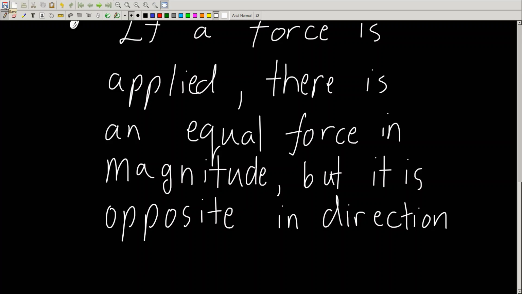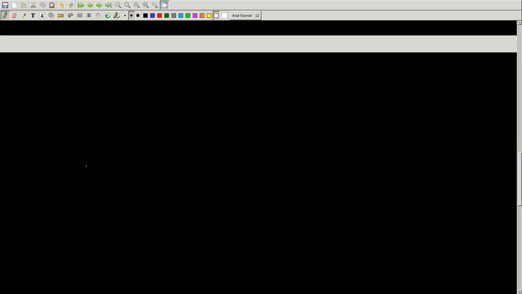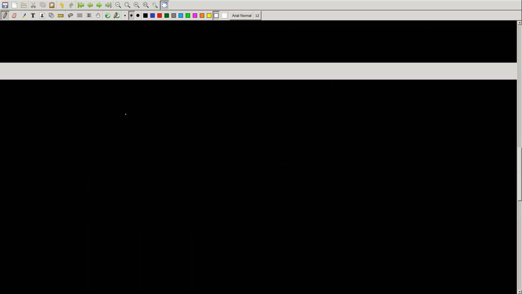Some examples are the following. And I love this example. Let's look at myself walking. I'm walking and I'm moving in a direction. As I walk, I apply a force by my foot down on the ground.